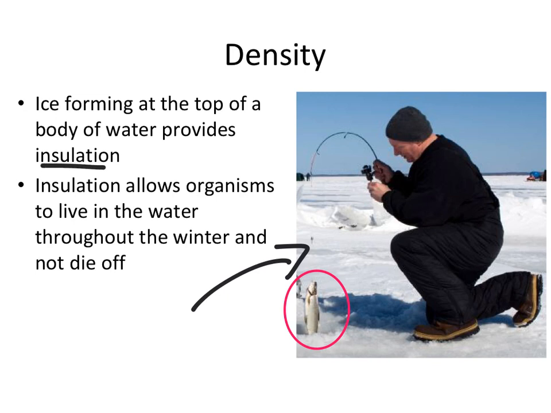It actually keeps the water down below warmer by not letting the heat escape. And this allows organisms that live in the lake to thrive and not die off in the winter. So it's pretty important. So again, it doesn't really seem like hydrogen bonds play a big role in this property, but again, they do. So let's look at how that works.